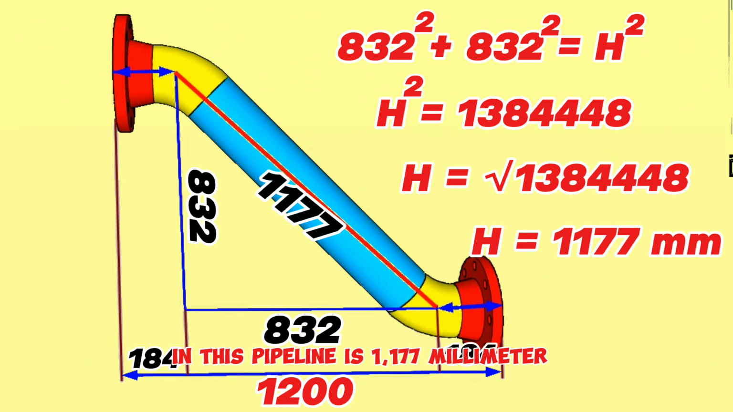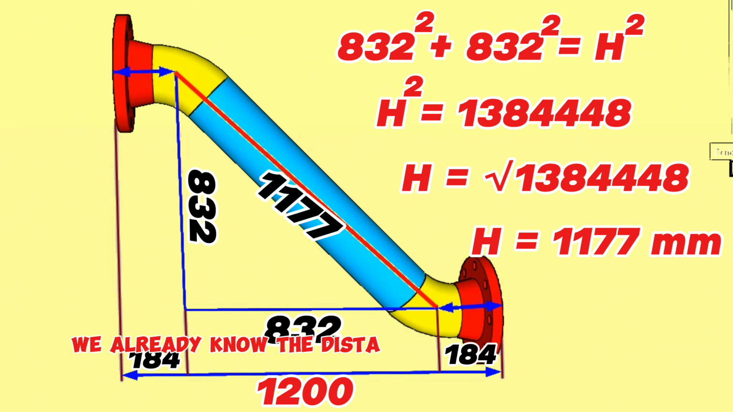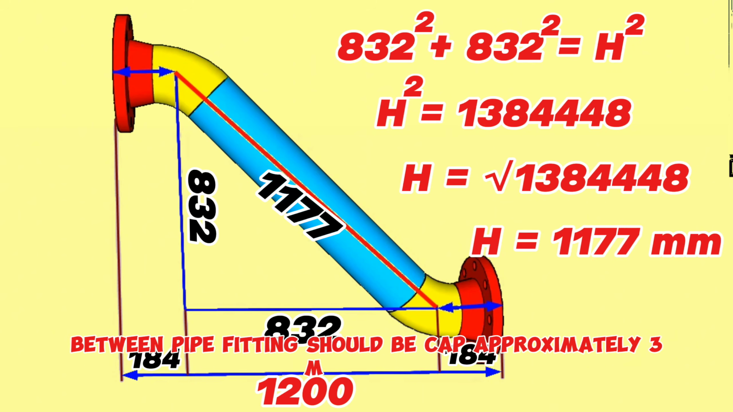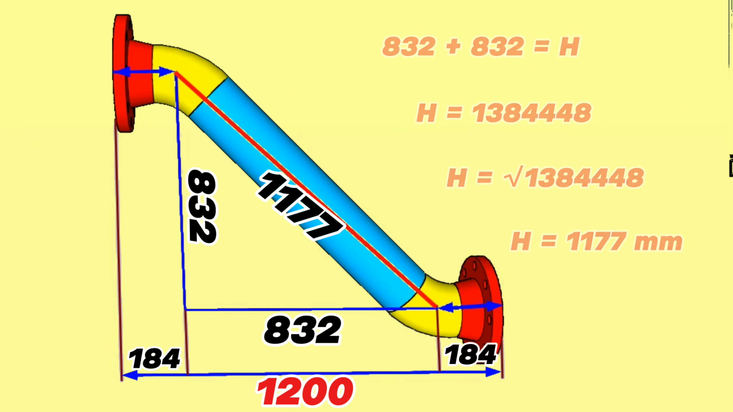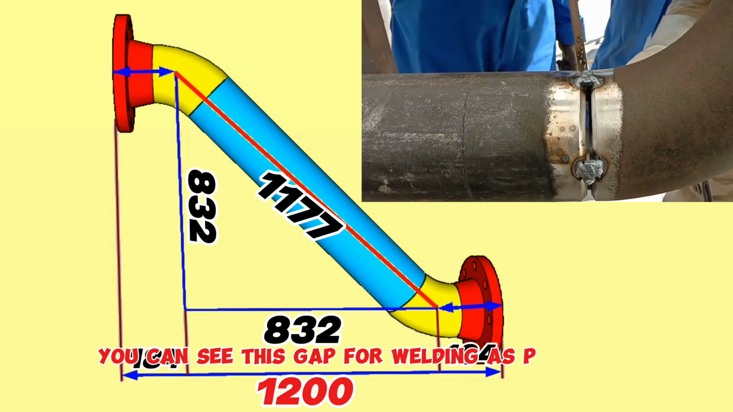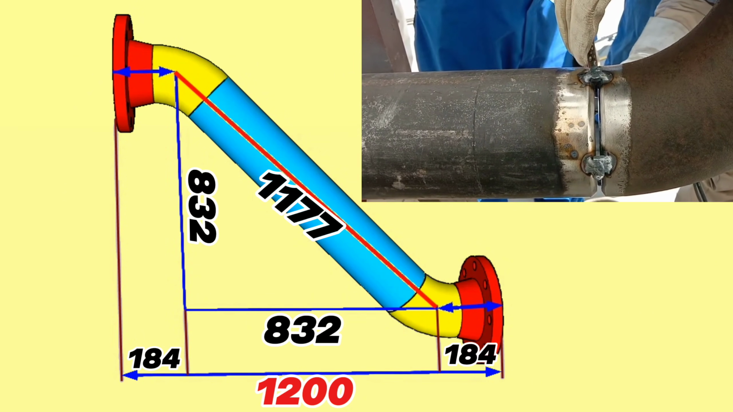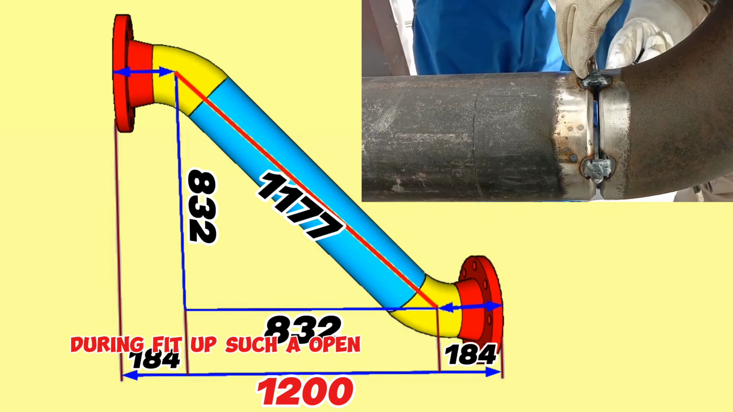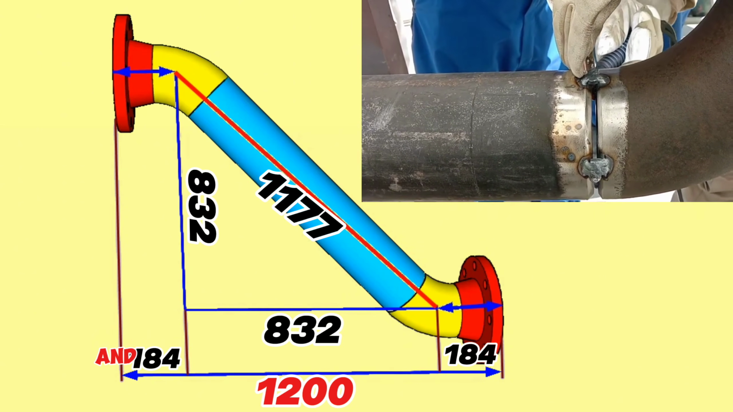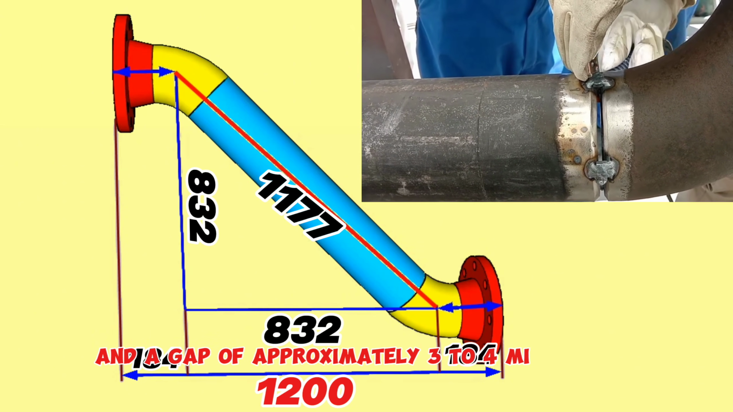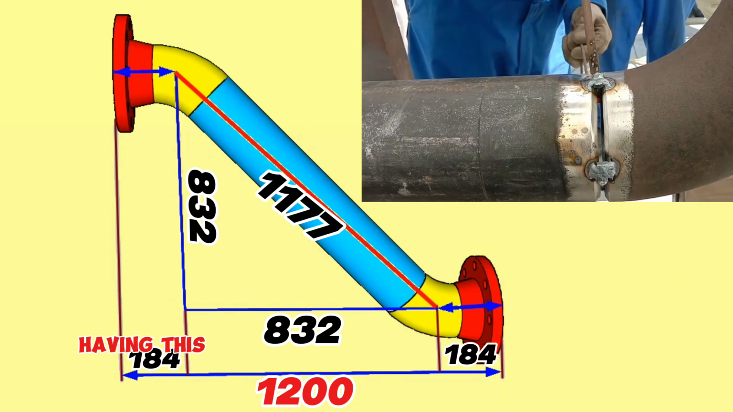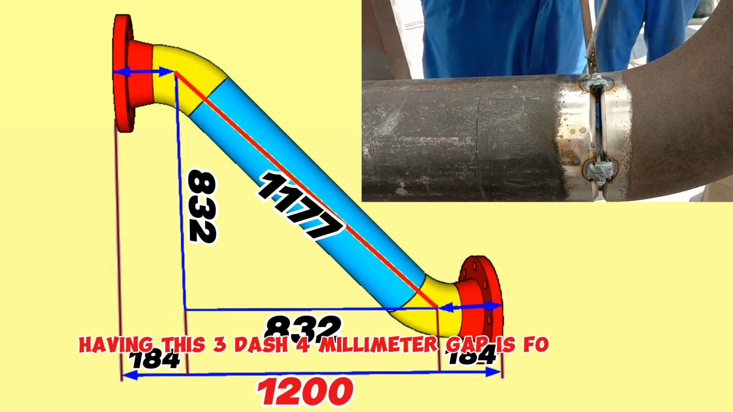We already know the distance between the centers of the elbows and the lengths of the 6-inch 45-degree butt weld elbows. Also, during fit-up, there should be a gap between pipe fittings of approximately 3 millimeters, for welding. You can see this gap for welding practically now in this video. During fit-up, a gap is left between the pipe fittings to be welded, of approximately 3 to 4 millimeters. Having this 3-4 mm gap is for better root welding.